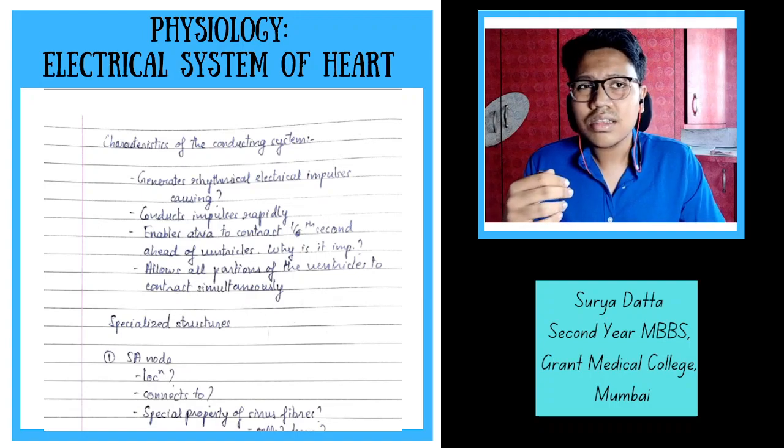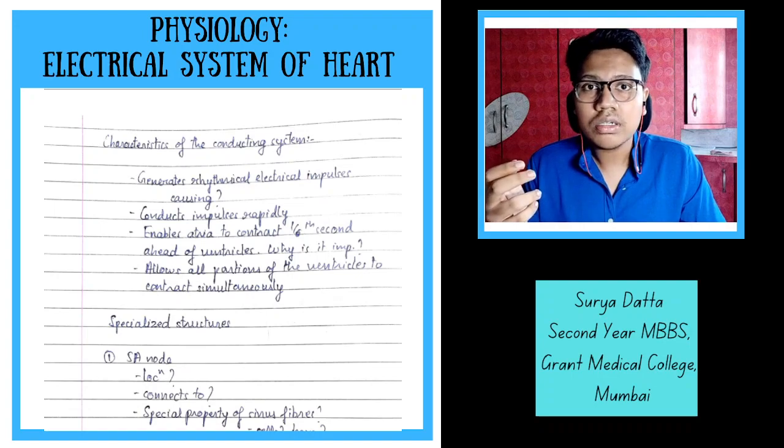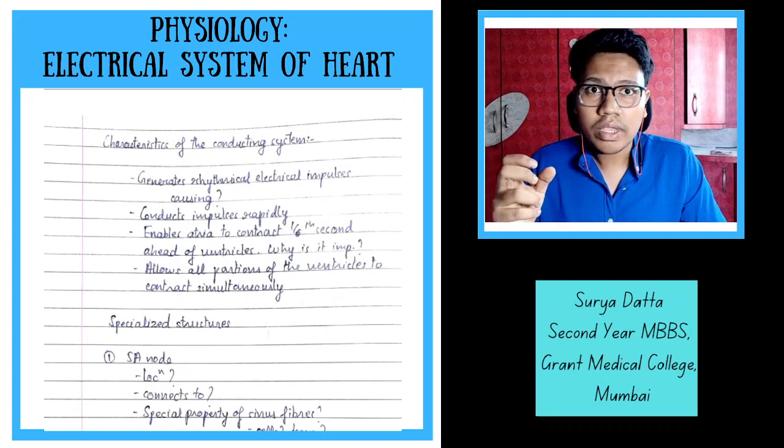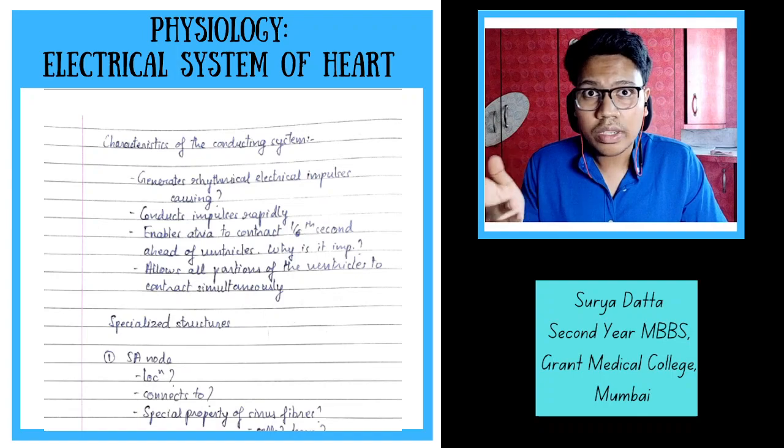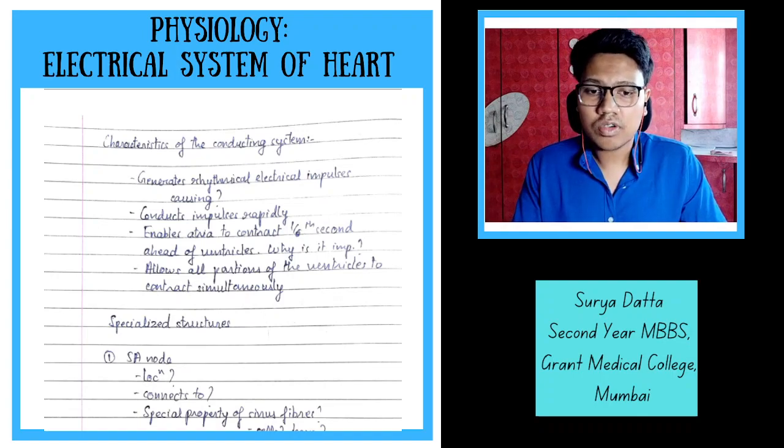Then it conducts the impulses rapidly. It's very important to conduct these impulses rapidly, because if there's some slowing, then it causes an arrhythmia. Arrhythmia is basically when the rhythm of the heart is getting obstructed somehow, like it's not going in the usual rhythm, right? It also enables the atria to contract a sixth of a second faster than the ventricles.